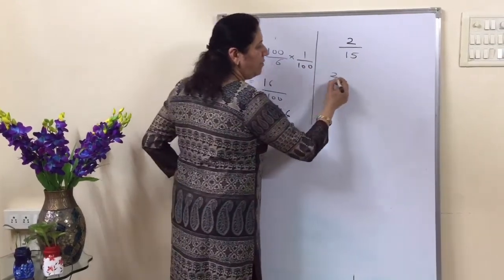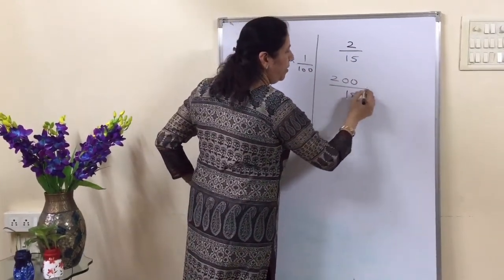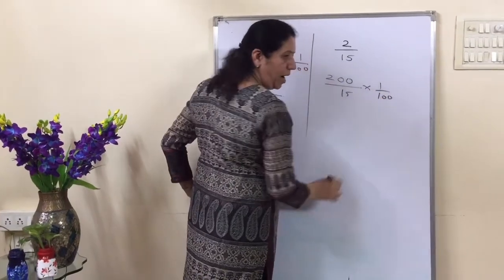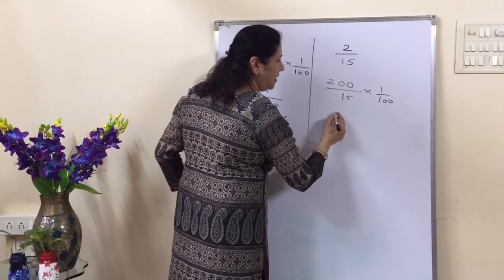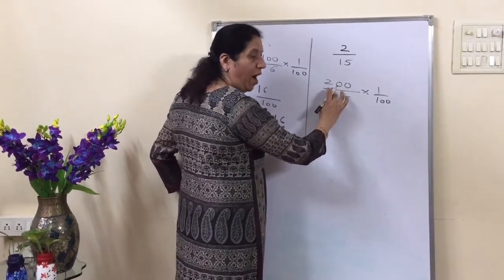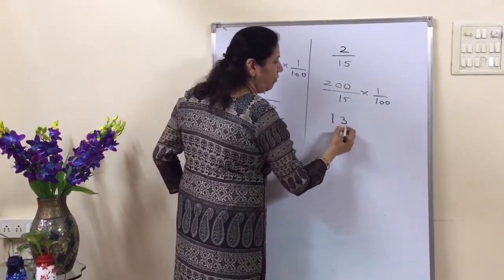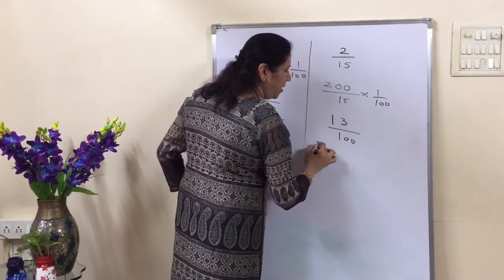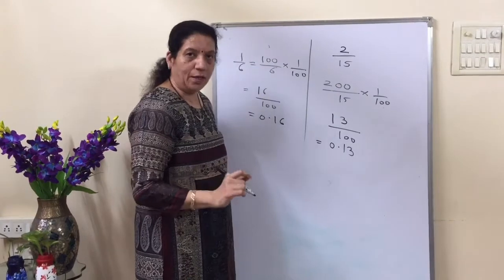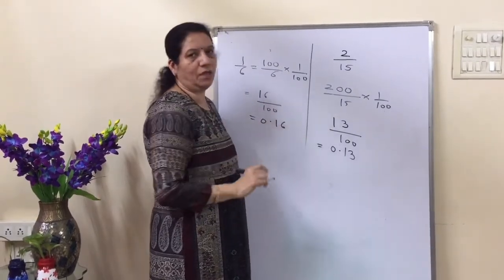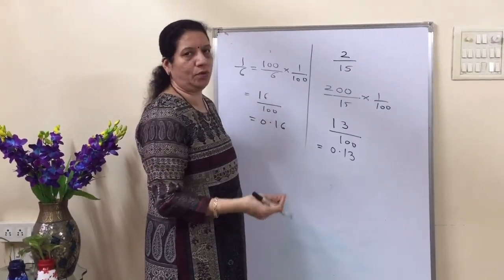Let us take another example, 2 upon 15. Now same method, we will multiply numerator and denominator by 100. Now it is easy to find 200 upon 15. 15 ones are 15. What is remaining is 5, 0. So 15 threes are 45 and upon 100. So very easy method, we get decimal 0.13. So now we are going to use this division to find square roots.